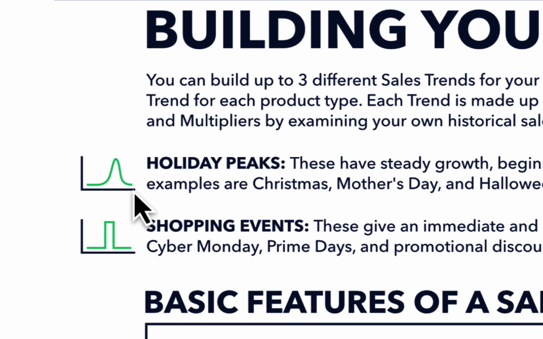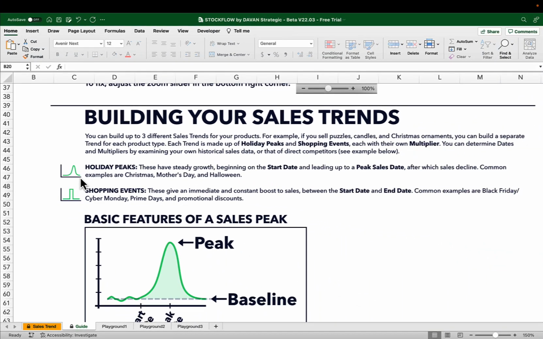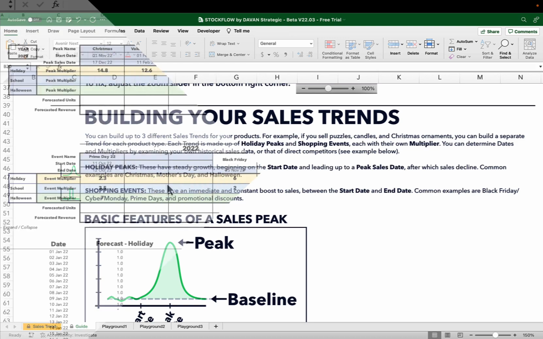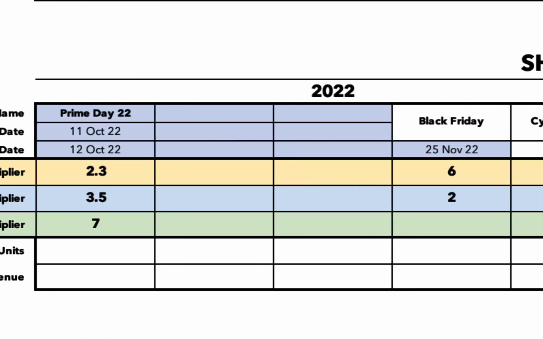Shopping events are a bit different. They're an immediate jump in sales that's sustained, and then they drop off once the shopping event is done. You're thinking things like Cyber Monday, Black Friday, Prime Days, and promotional discounts. If you're running a coupon for a week or two, then that is a shopping event where you see consistent increased sales. So keeping those differences in mind, let's go back to our sales trends and enter in some shopping events. To enter the shopping events, it's identical to how you enter the holiday peaks, so we've already gone ahead and done it.